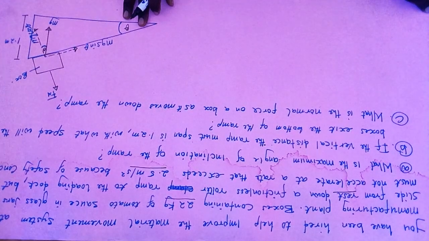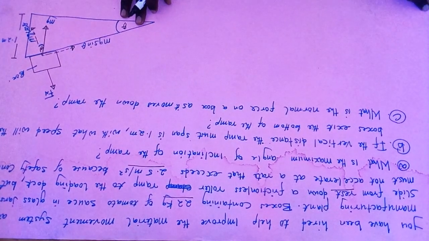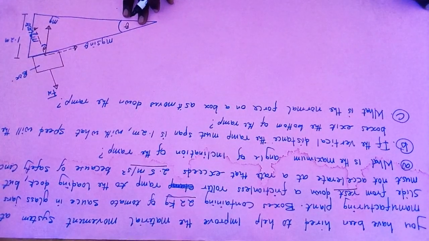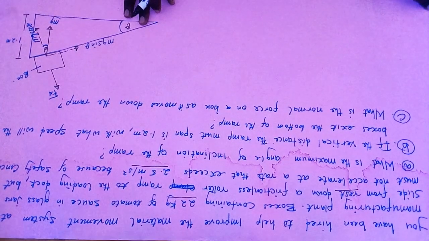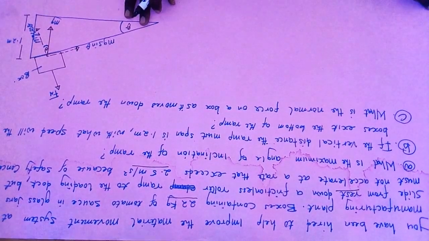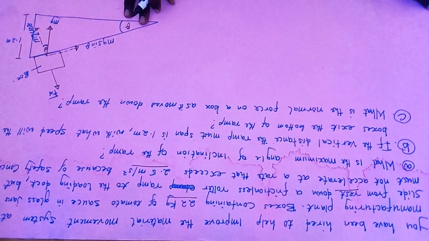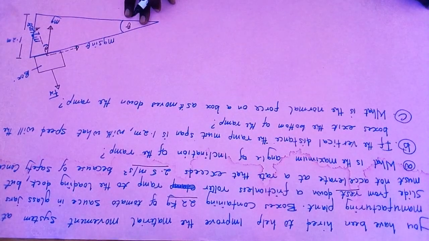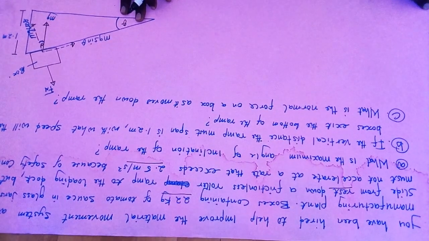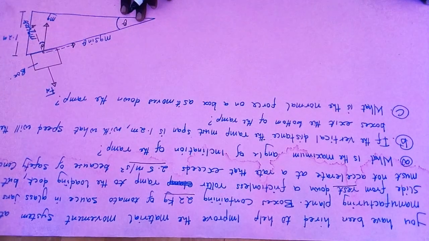Question B, if the vertical distance the ramp must span is 1.2 meters, with what speed will the boxes exit the bottom of the ramp? Question C, what is the normal force on a box as it moves down the ramp?